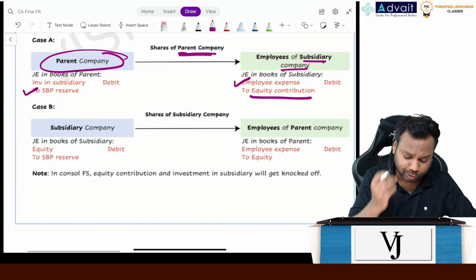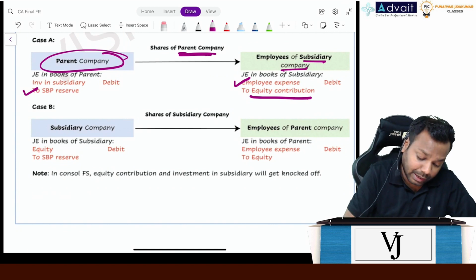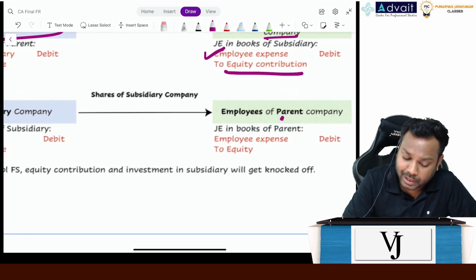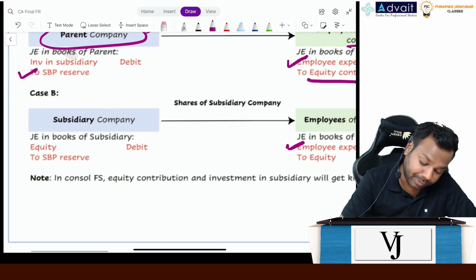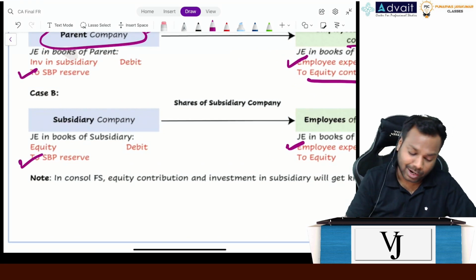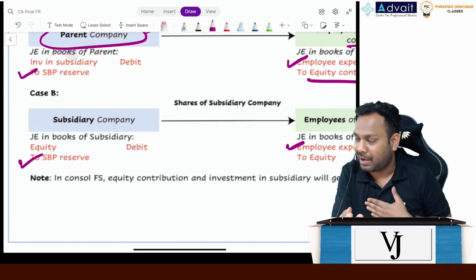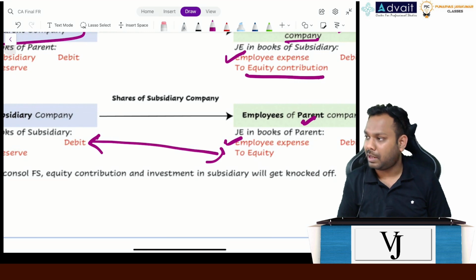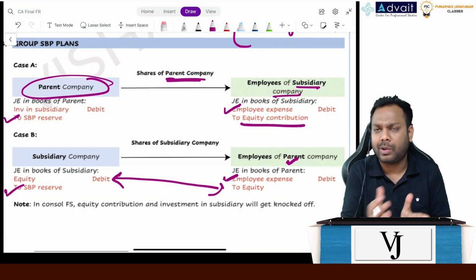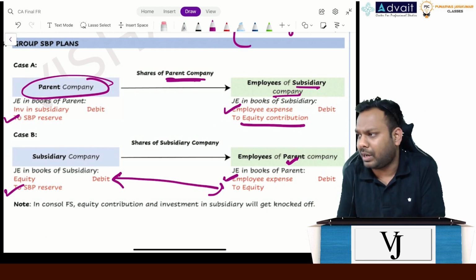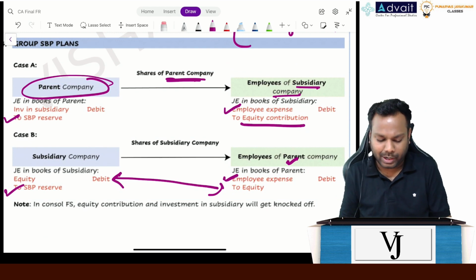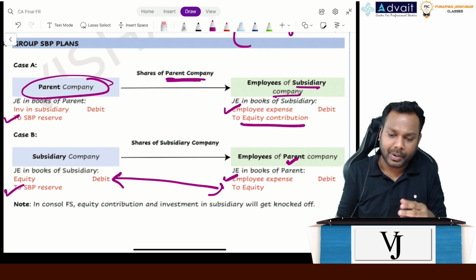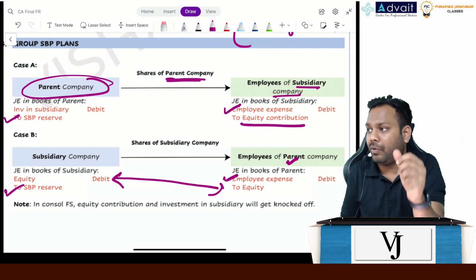Okay. Now similarly here also. So what we'll do? Subsidiary company is giving the shares to the employees of parent company, right? So definitely the parent company will record employee expense, but the subsidiary company will record the reserve. But now I cannot say subsidiary company is investing in the parent company, right? But we can definitely say that it's an equity treatment between both of them. Clear? So see, the group share-based payment plan is not something very difficult. Just understand whatever is the expense has to be booked by the company who receives the services. The company who gives the shares will record the reserve.